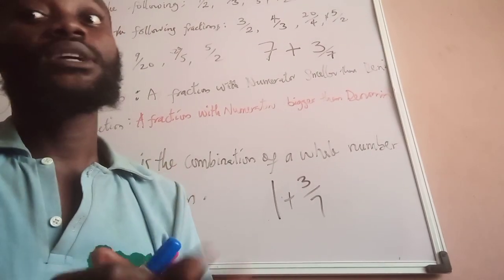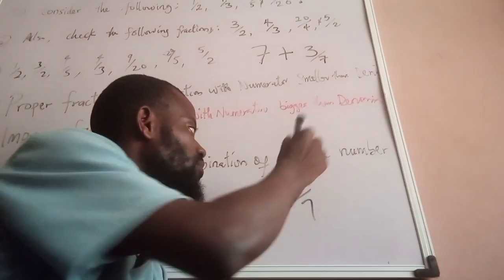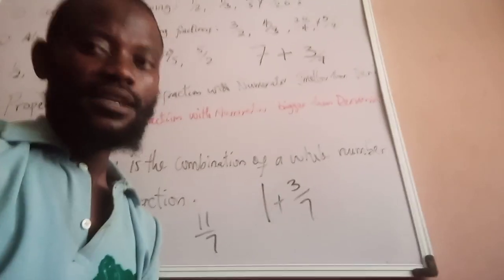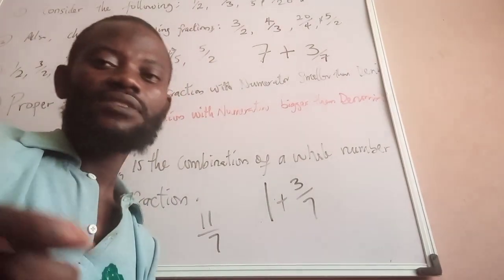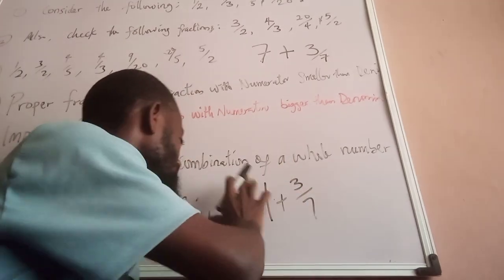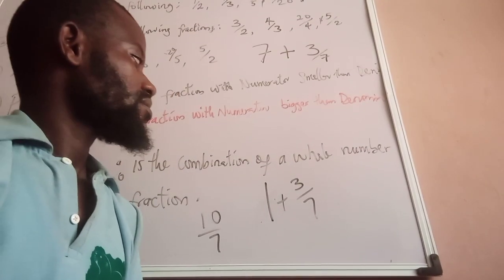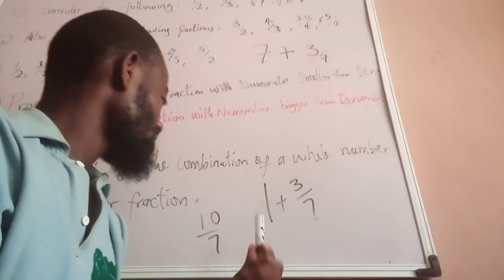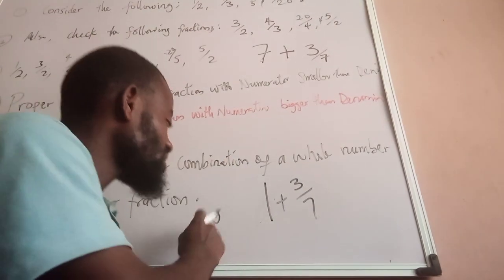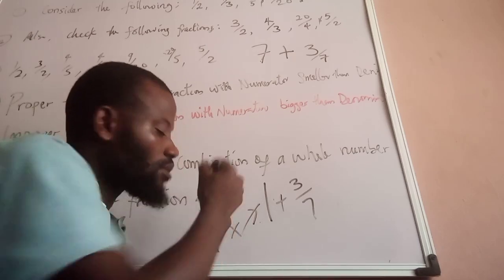Now let's do this thing. If we get to 10, it should be 7 times 1, 7 plus 3, 11. So it should be 11/7. Now let's do it again: 7 times 1, 7 plus 3, 10. 10/7. So this 1 and 3/7 is the same as 10/7. So if you multiply 10/7 by 7, it will give you 10.